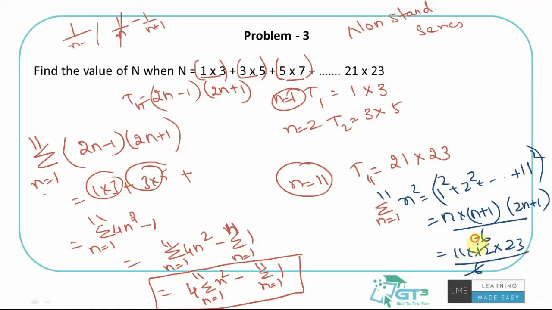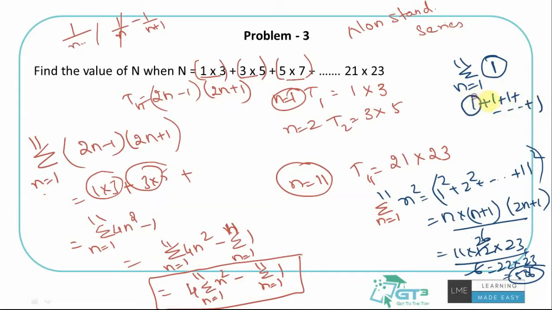6 1s are 6, 6 2s are 12. I get 22 into 23. 22 3s are 66, 22 2s are 44, plus 6, that is 506. This is the summation value. What about the summation of n is equal to 1 to 11 of 1? If this is a constant term, it's basically writing 1 plus 1 plus 1 and so on up to 11 times. This is when n is 1, this is when n is 2, this is when n is 3, and so on up to when n is 11. So 11 times I add 1, it should come to 11.